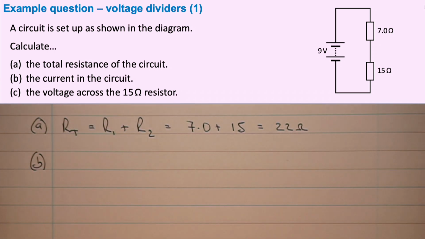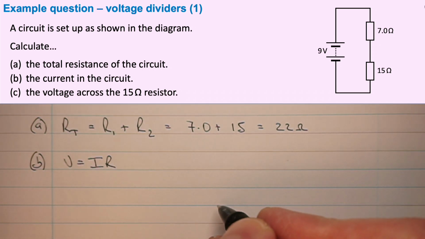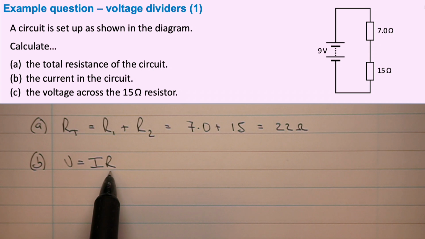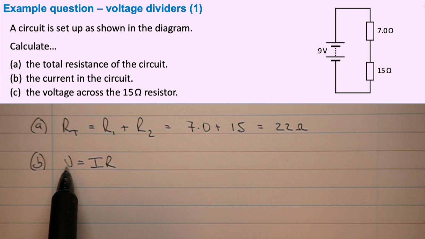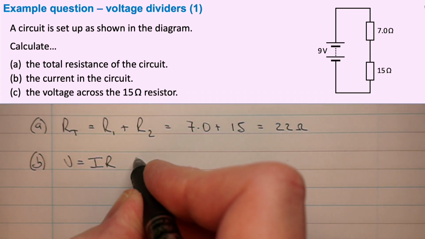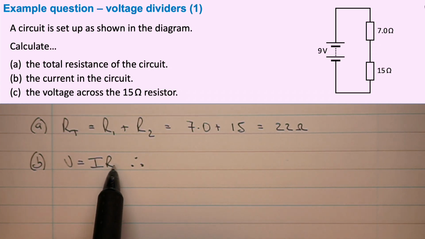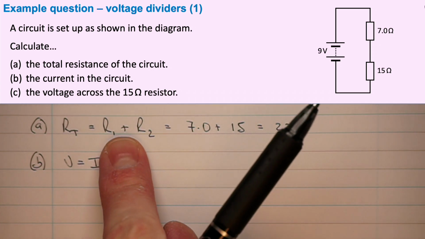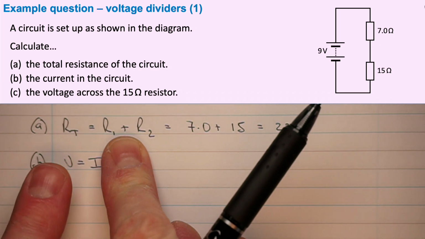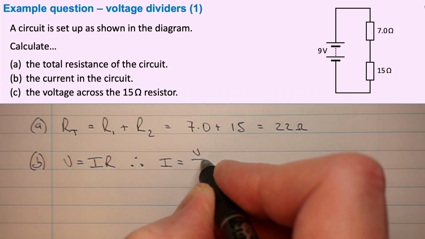Part B, the current in the circuit. So I'm going to use V is equal to IR, that's Ohm's law. Now, the current is I, this is voltage, this is resistance. In order to work out the current, I'm going to use the total voltage, the supply voltage of 9 volts, and the total resistance that I've just worked out, 22 ohms. I'm going to make I, current, the subject of the equation. I'm going to divide the right-hand side by R, so I'll get rid of the R there. I would also have to divide V by R as well, and that would give me I is equal to V divided by R.